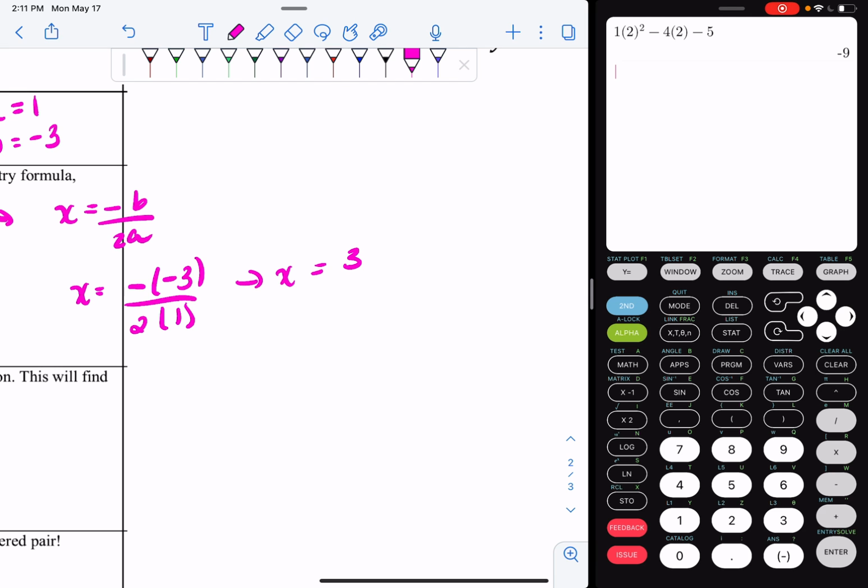And what's 2 times 1? 2. What's 3 divided by 2? 1.5. So my axis of symmetry is at x equals 1.5.